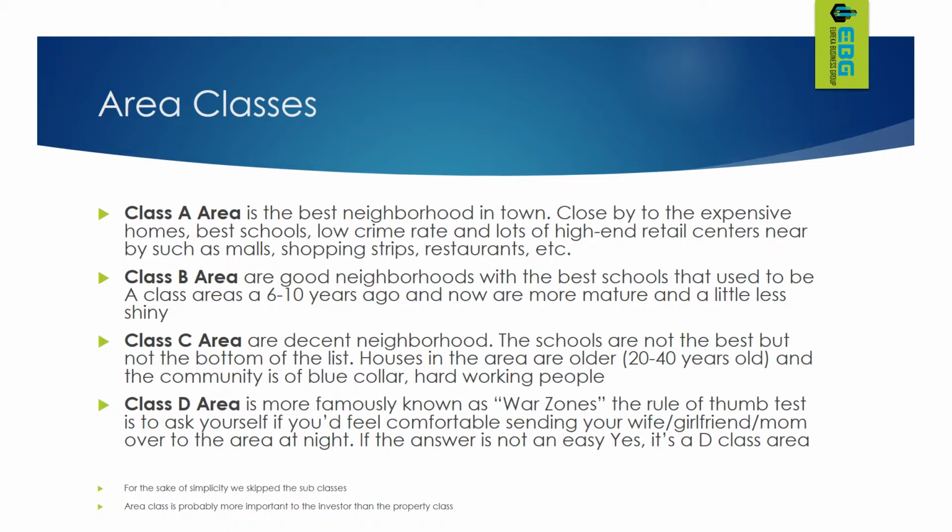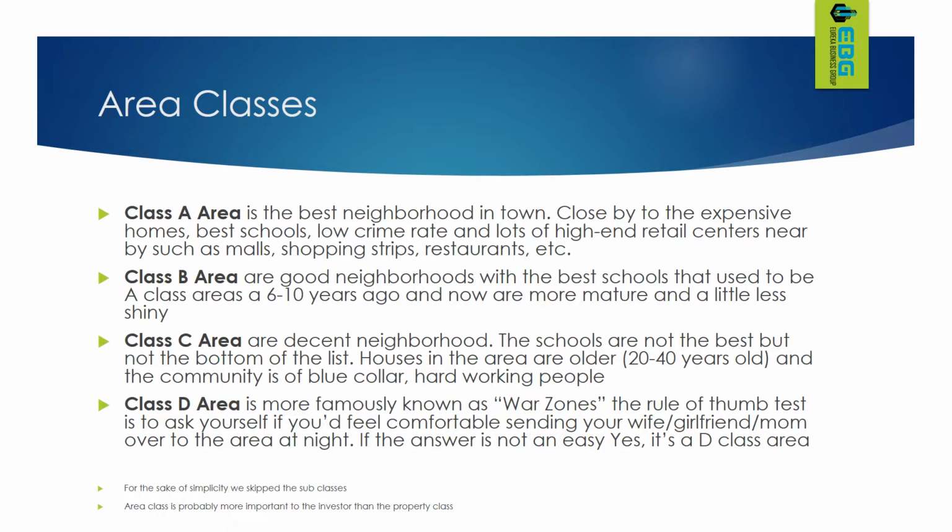Class B area is basically the A class of yesterday. It's about 6, 7, 10 years old area where the neighborhoods are starting to mature. Still expensive homes, still great schools, but it's not as nice and pretty and shiny as the A class environment that we just talked about.